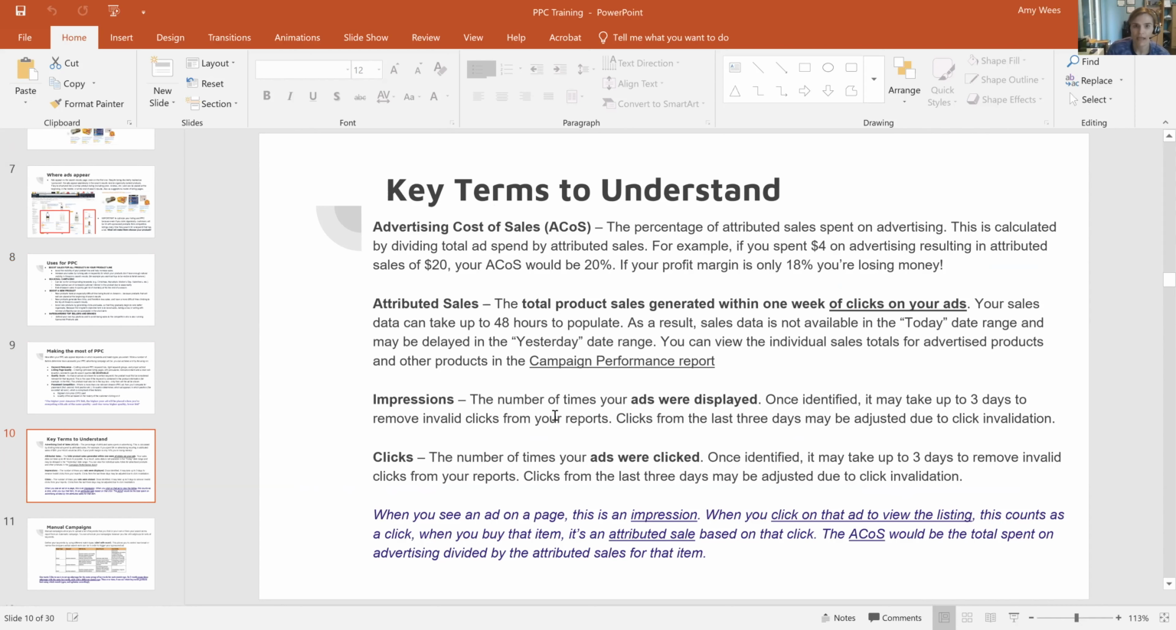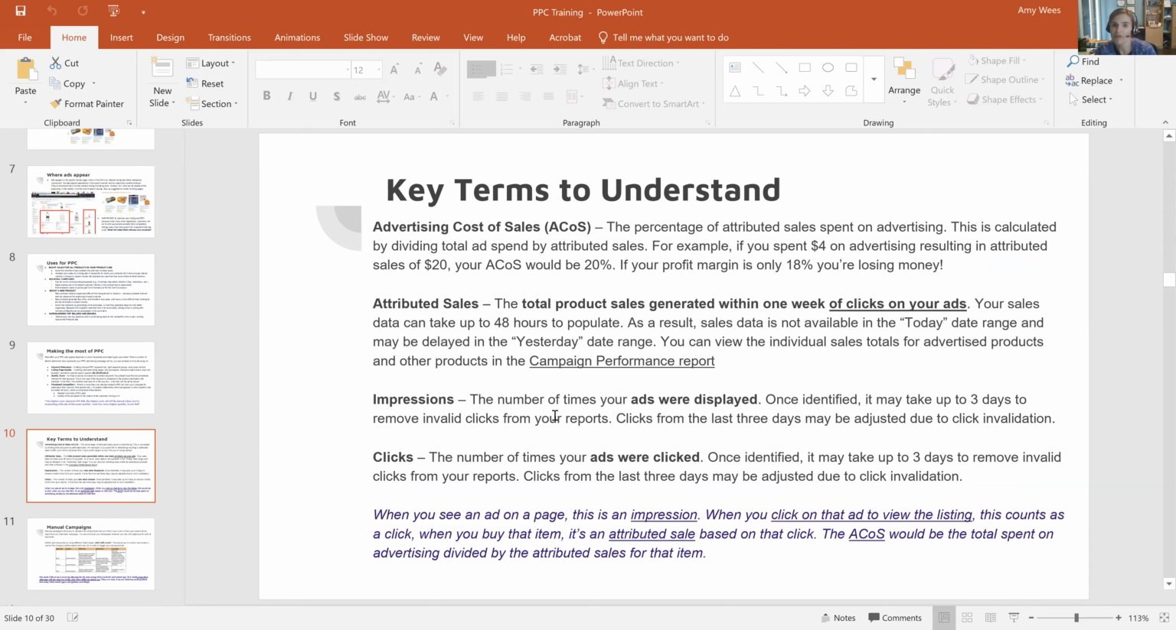And then the next thing is ACoS. So ACoS is the percentage of how much you've spent on clicks divided by the total amount of sales. Okay, so that's all it is. But how do you make sure, and we're going to talk about that, how do you make sure your ACoS is profitable? Your ACoS should pretty much be less than your profit margin.